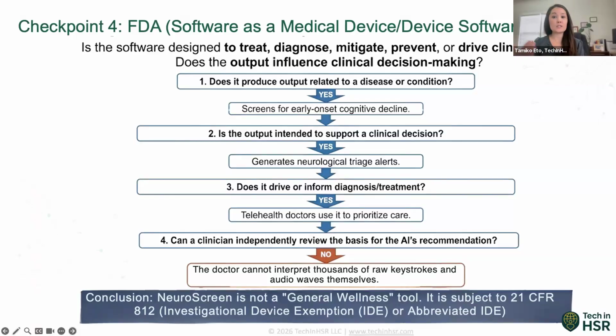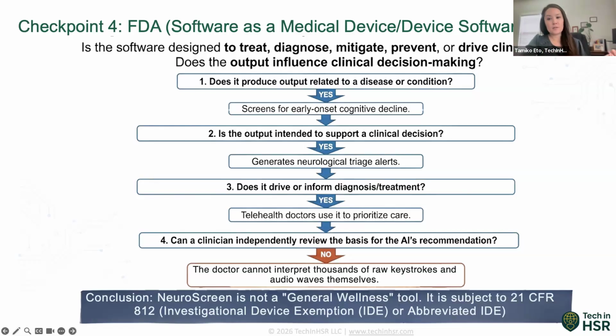The fact that a clinician is technically in the loop is not going to change the analysis. The clinician cannot independently interpret thousands of raw keystrokes and data points and audio waveforms to make that decision, right? So the AI is doing that clinical reasoning and the clinician is just reviewing the score. At least that's how it's currently designed. It can be designed otherwise so that it can be more transparent, but in this case, it was not.